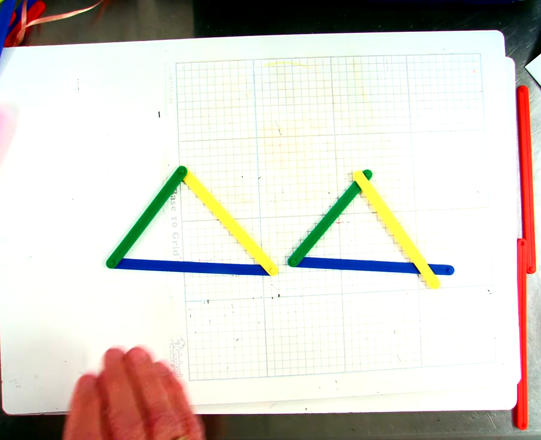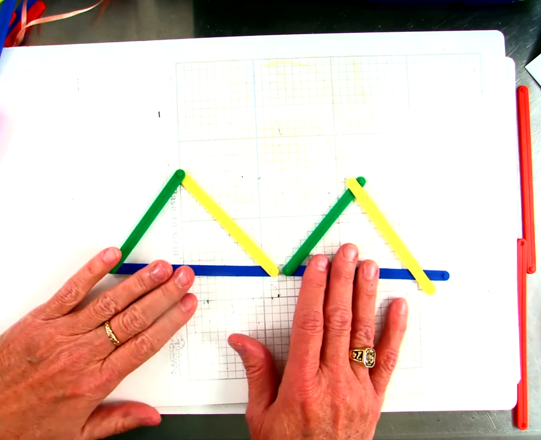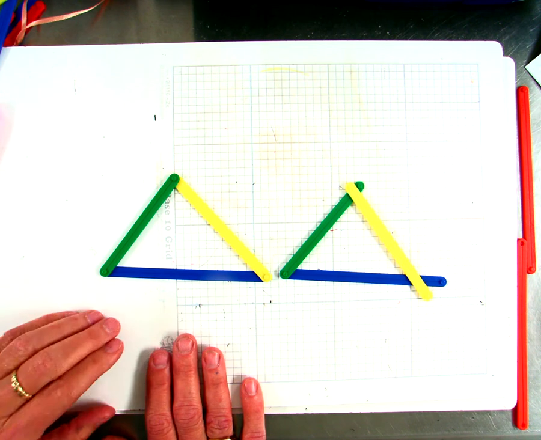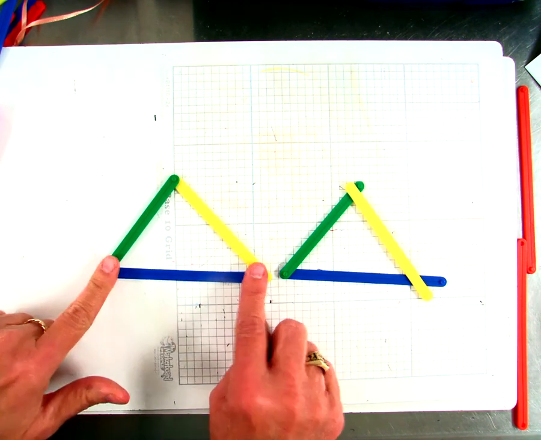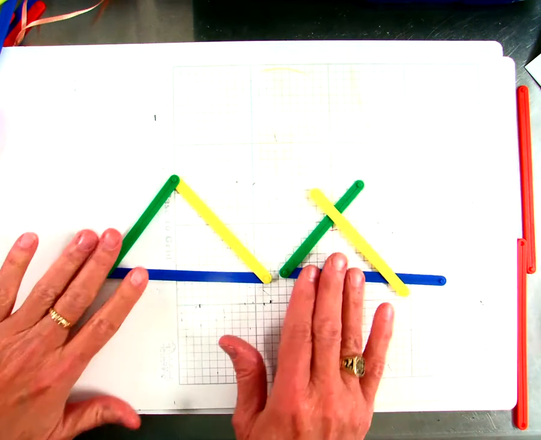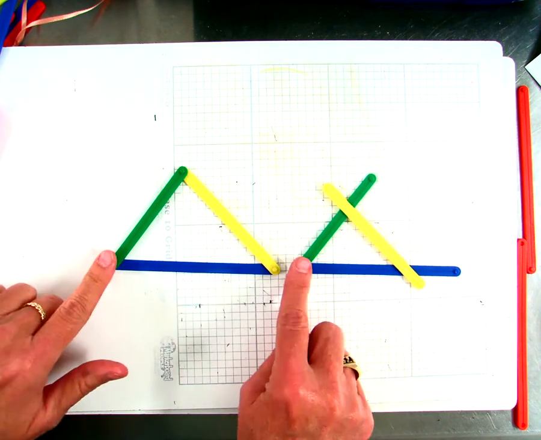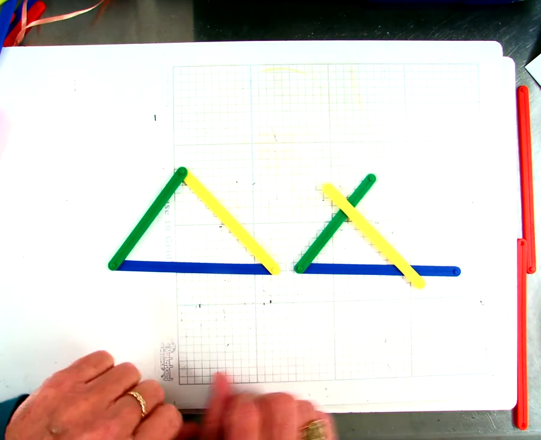About proportionality and about similar triangles. Let's look here. I've got two angles that are the same, and two angles are the same, making the triangle here. These two angles are the same.